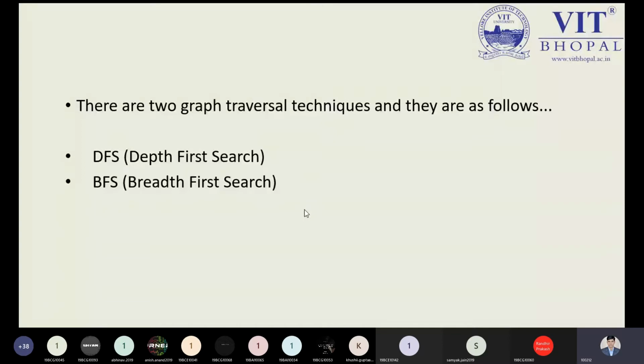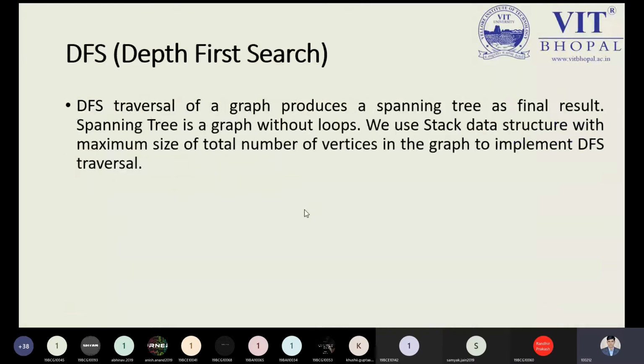Let us take an example and understand the algorithm of DFS first. So I'm going to the first algorithm, the first technique, that is known as DFS. DFS stands for depth first search. DFS traversal of the graph produces a spanning tree as the final result. But now the question comes to our mind: what is meant by a spanning tree? We have not studied this kind of tree when we discussed the tree concept, but we must be aware of it, as it comes up while studying trees in the mathematical approach.